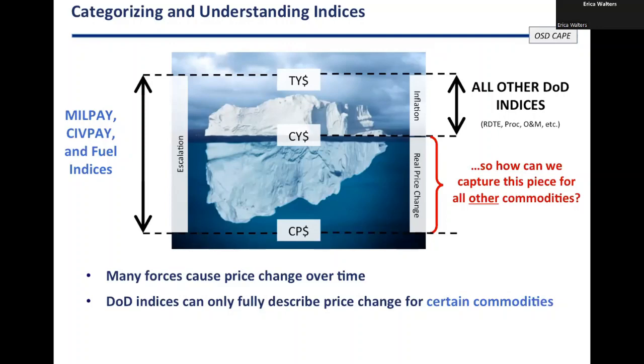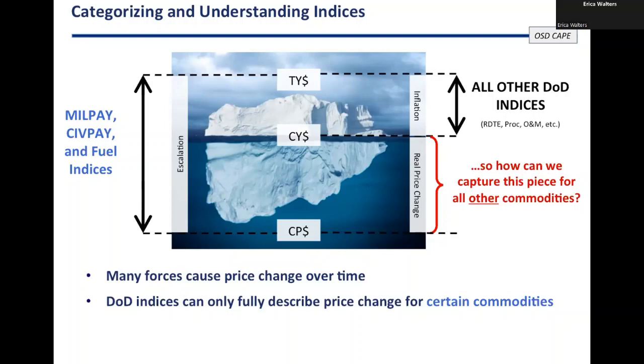We do have a handful of escalation indices within DoD that are handed to us. And these are the ones that Comptroller publishes. Those are easy because in the case of MILPAY and CivPay, the DoD controls what those prices are going to be. We are in control of that market. It's a policy decision, so it's easy for us to say this is going to be the full rate of escalation on those pieces over time.